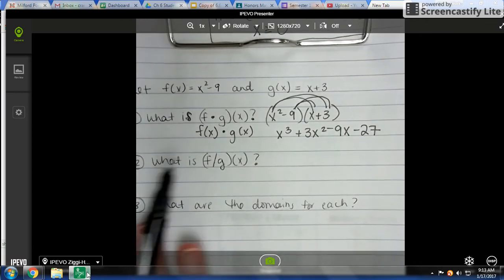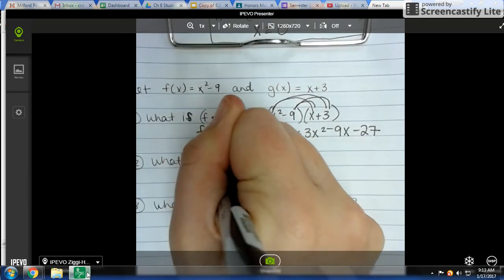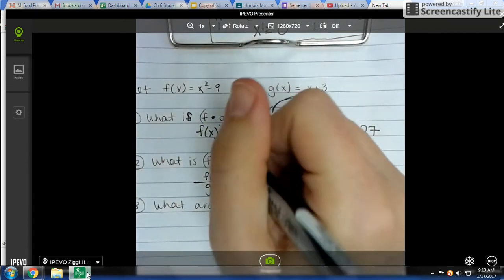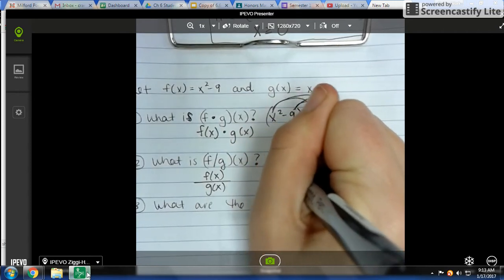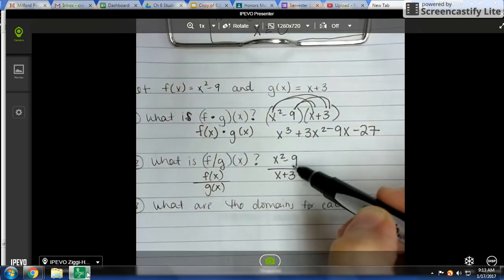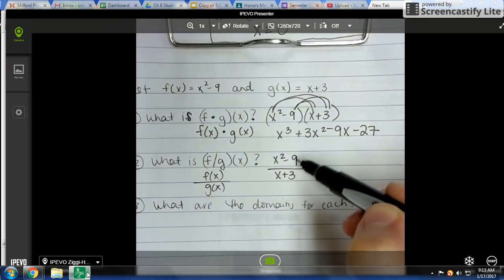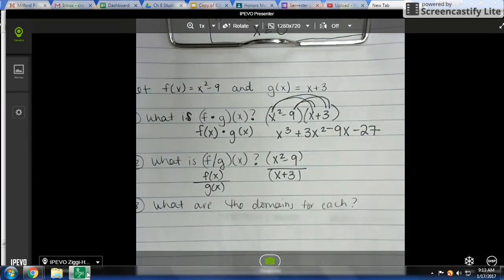Here we have f over g of x. That's the same thing as f of x on top over g of x on bottom. So we have x squared minus 9 on top, x plus 3 on bottom. And at first it looks like we can't simplify anything because we can't cancel anything out. Remember, we cannot cancel 9 over 3 because this is a binomial in parentheses over a binomial.